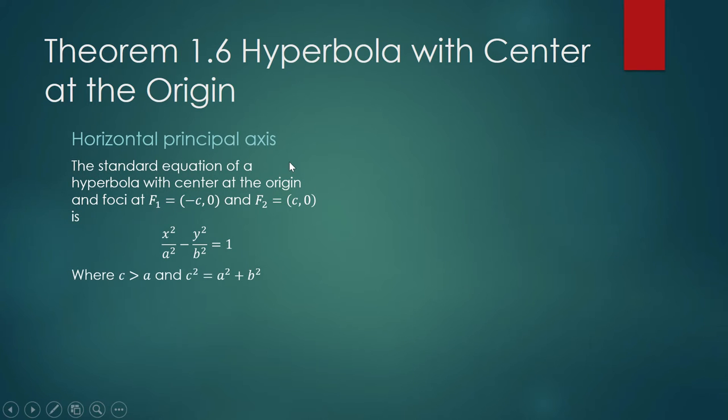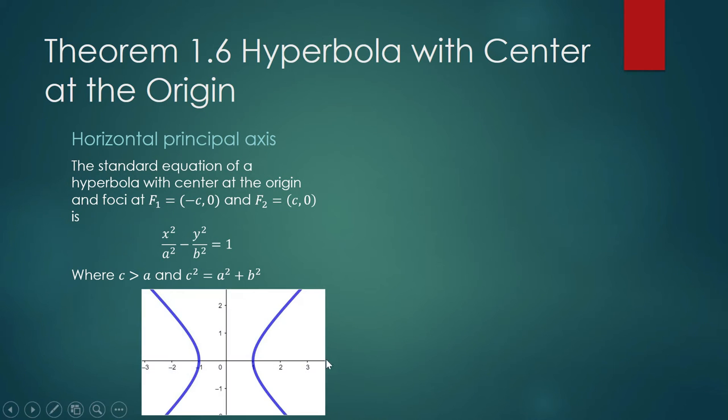So when the principal axis is horizontal, the standard equation of a hyperbola with center at the origin and foci at (-c, 0) and (c, 0) is given by this equation, where c is greater than a and c squared is equal to a squared plus b squared. This is a hyperbola whose principal axis is horizontal. That is your principal axis. So that means the branches of your hyperbola, one branch faces left and the other one faces to the right.